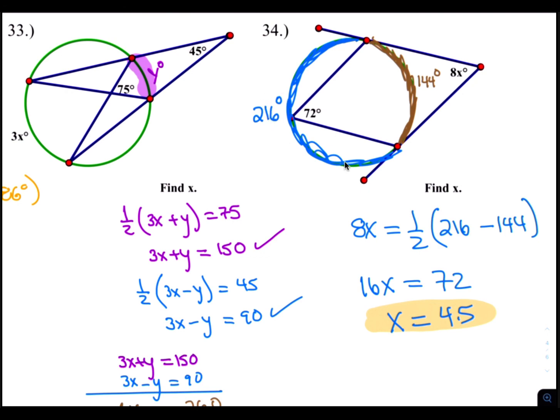Now we have the blue arc and we have this brown arc. The angle out here, 8x, is half the difference of these two arcs. So we can set up the equation that 8x is 1/2 of 216 minus 144. Multiplying by 2, we get 16x, and then over here we have 216 minus 144 is 72. And then we just divide by 16, and x is 4.5.